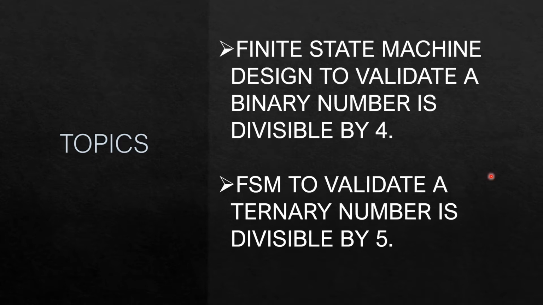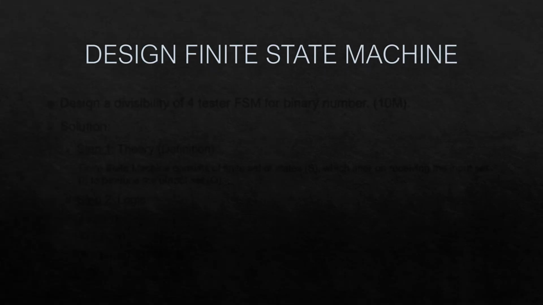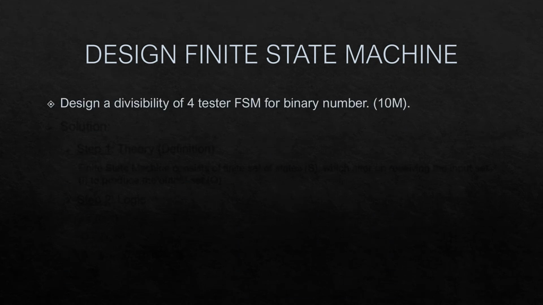In this session, we will be seeing how to validate that a binary number is divisible by 4 and a ternary number is divisible by 5. We will be using the formula that we had mentioned in our previous video. So let's see how to design a divisibility-by-4 tester FSM for a binary number.